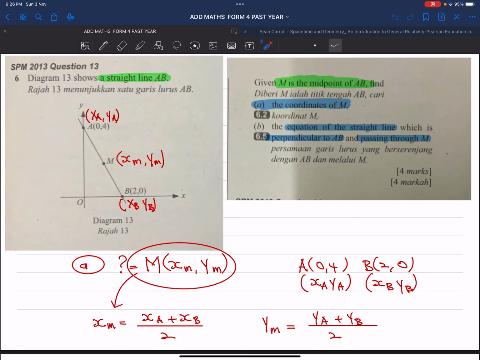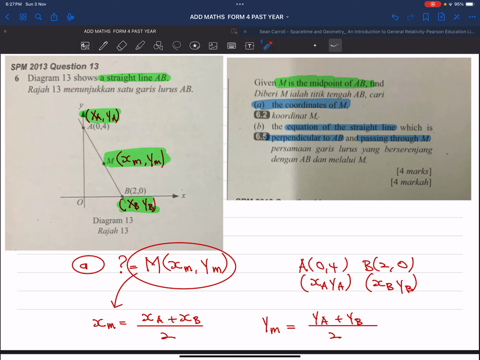2013. Topic: Coordinate Geometry. Diagram 13 shows a straight line AB. We go to the diagram and complete the diagram. Point A, coordinate 0, 4, I label as XA, YA. Point B, coordinate 2, 0, I label as XB, YB. And then M is the midpoint, labeled as XM, YM.